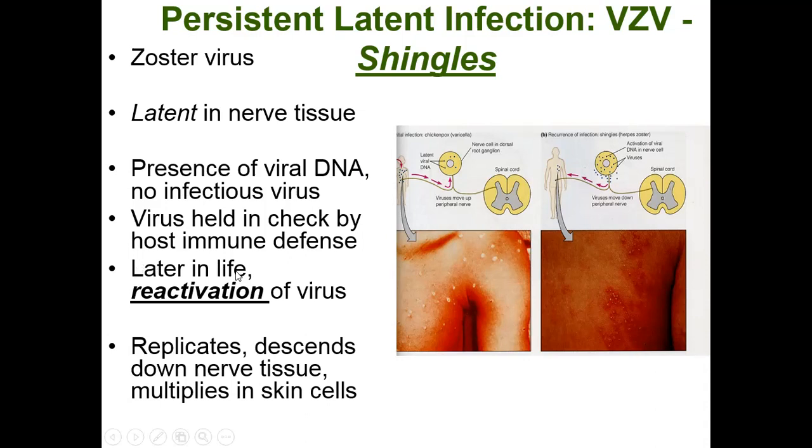However, later on in life, the virus becomes reactivated. So it's like it's dormant, like hibernating, then it gets up. Once it's awake, it starts replicating, making more of itself, and it descends down the nerve tissue and multiplies in skin cells. And it causes these really painful blisters, and the disease is called shingles.